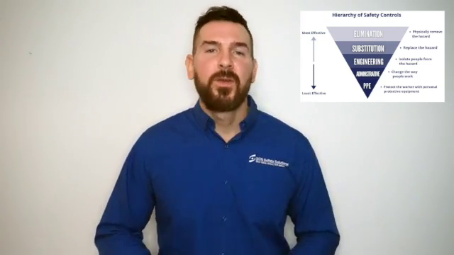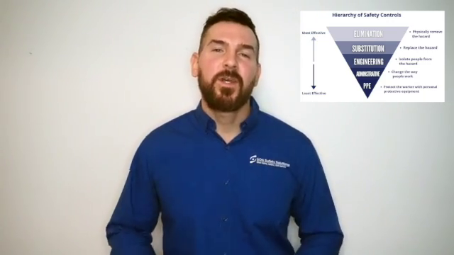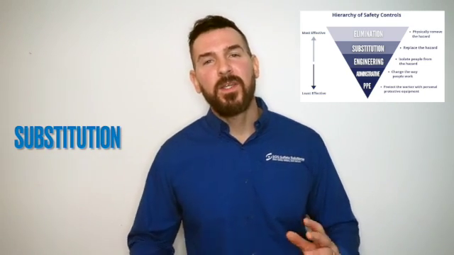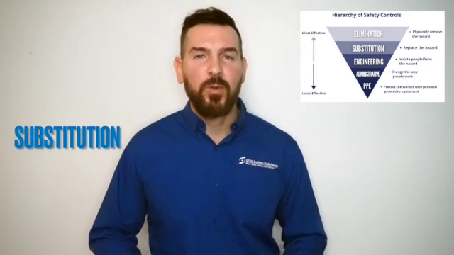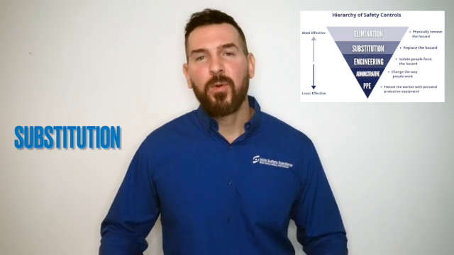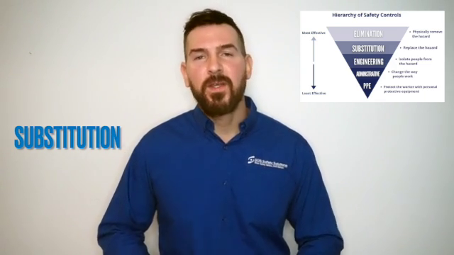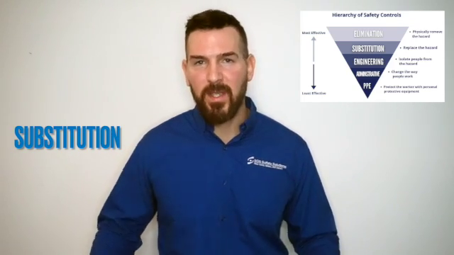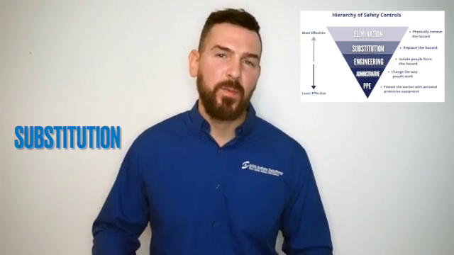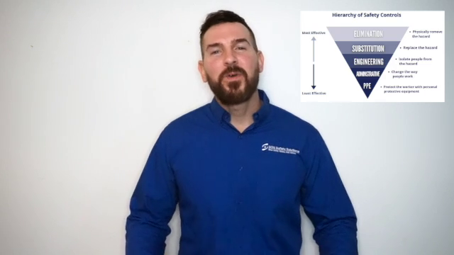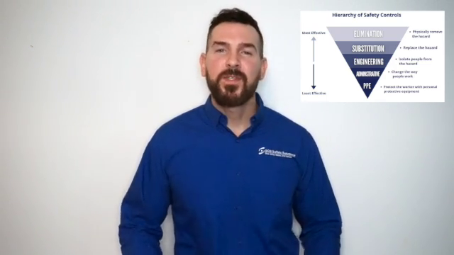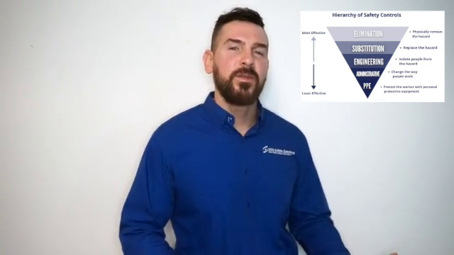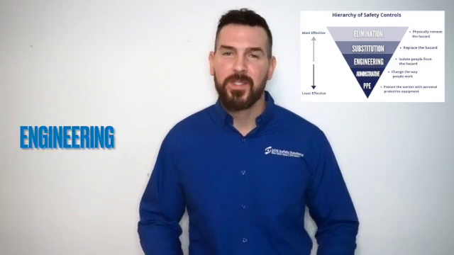Number two most effective thing we can do is substitution. This typically is centered around chemical exposure. An example might be substituting a solvent-based paint that's flammable with a water-based paint that's not going to have the same flammable properties. The next most effective safety control that's still centered around changing the work environment are engineering controls.